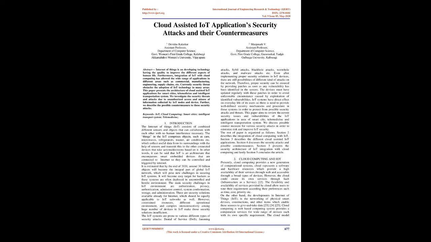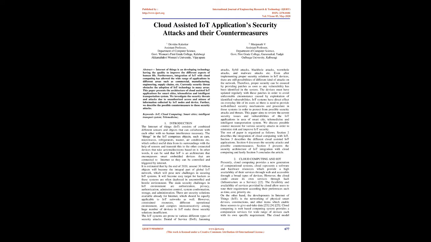1. Introduction. The Internet of Things, IoT, consists of combined different sensors and objects that can collaborate with each other with no human interference necessary. The things in the IoT comprise objects such as cars, microwaves, refrigerators, toasters, air conditioners, etc., which collect useful data from their surroundings with the help of sensors and transmit this to other connected devices that take actions or decisions based on it. In other words, IoT is an architecture that encompasses smart embedded devices that are connected to the Internet so they can be controlled and triggered by the Internet.